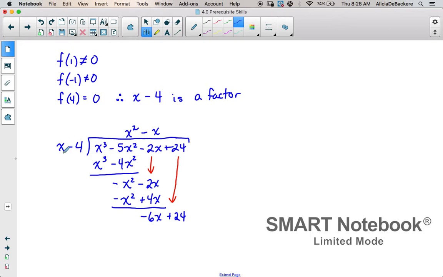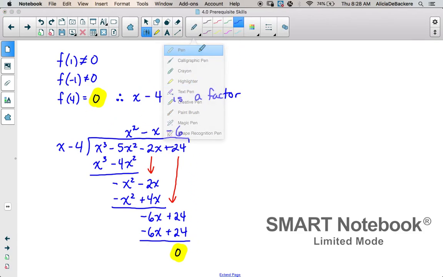Now I'm going to ask myself, x times what will give me -6x? So it's going to be -6, and then -6 through the divisor. -6 times x gives me -6x. -6 times -4 gives me positive 24. And then when I subtract this last one, I actually end up with 0 for both of them. I knew that this was going to happen because up here I got 0, and that number should match what I get down here. So I'm checking my work here, and I know that I'm on the right track.